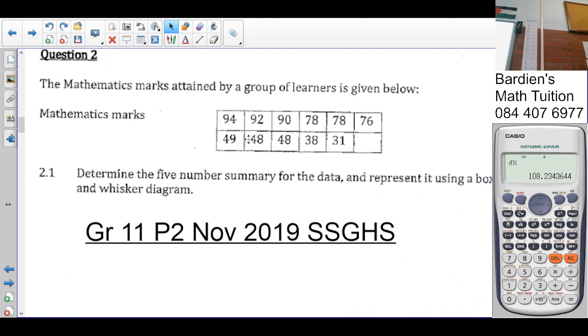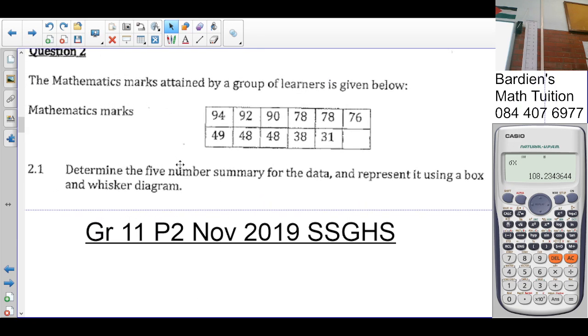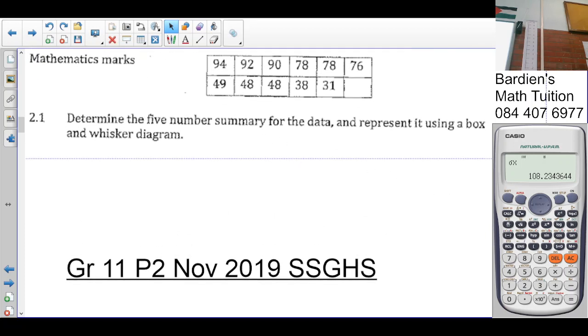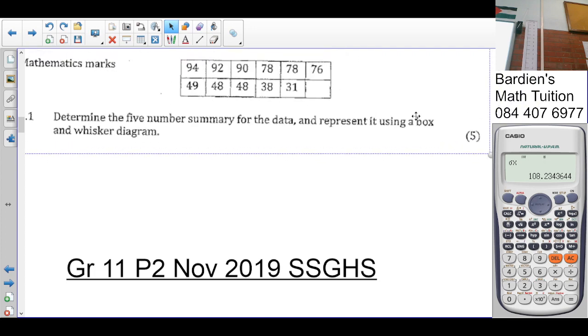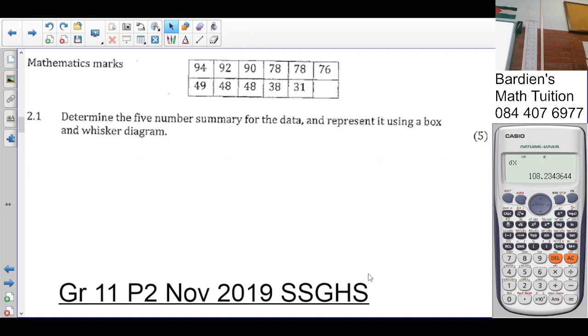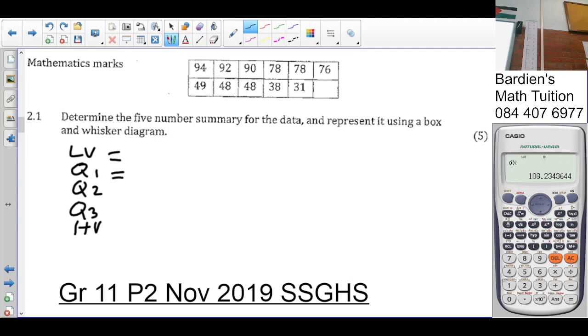In question 2, we are told that the mathematics marks obtained by a group of learners is given below. The question says determine the 5-number summary for the data and represent it using a box and whisker diagram. Now, the 5-number summary, are these numbers in order? Yes. The 5-number summary is the lowest value, quartile 1, quartile 2, quartile 3, and the highest value, the maximum value.